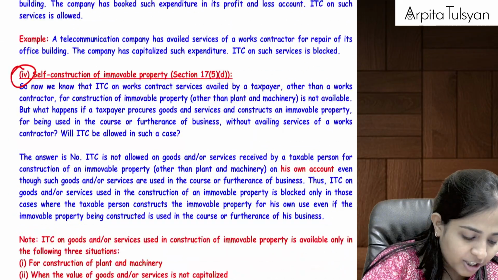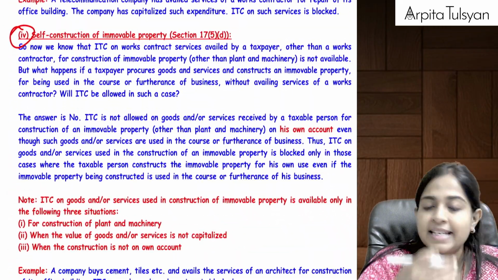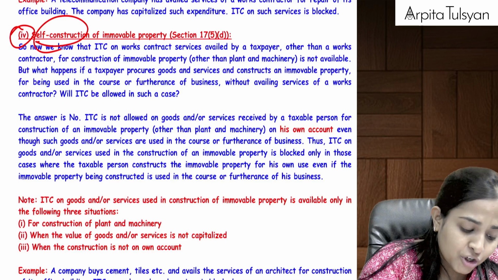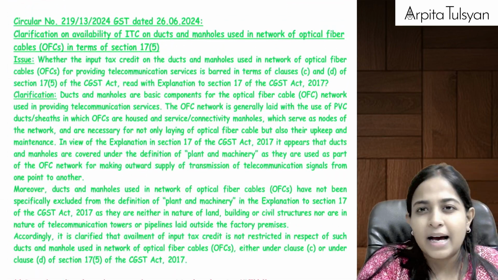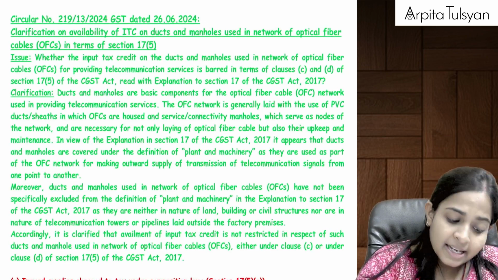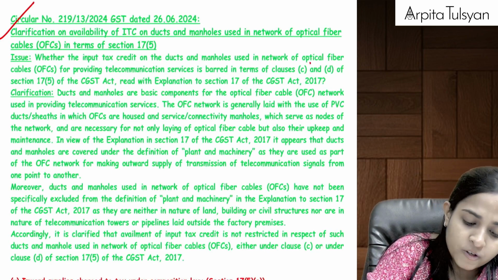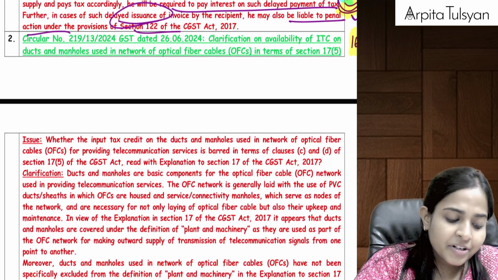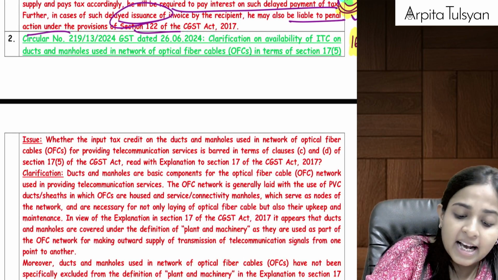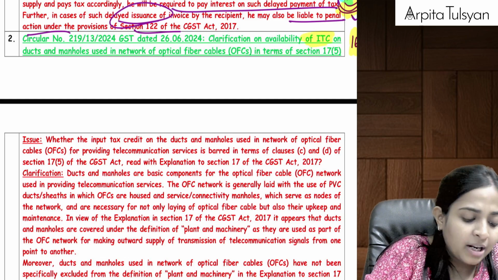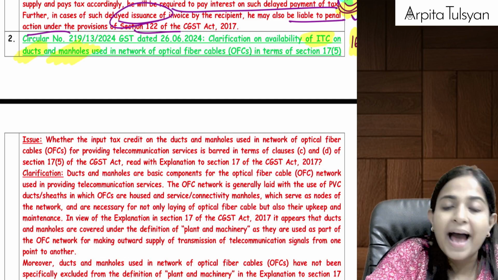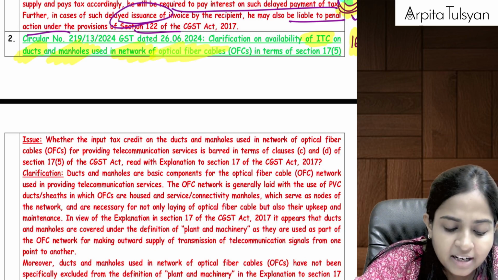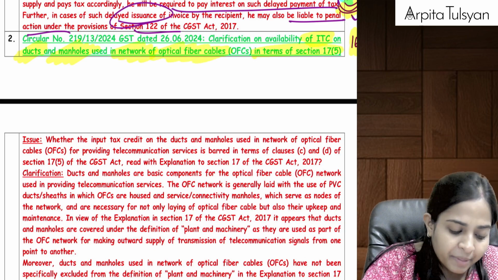So now we have got a clarification. And similarly, in the C clause, we were availing works contract services. In the D1, we are doing self-construction of that immovable property. Everything remained the same. The allowability and blocked thing, everything remained the same. Now, for these two clauses, clause C and clause D, there was a clarification that was added. Now, here they are telling a very simple clarification. They are asking, what about the ITC? What about the ITC on ducts and manholes, which is used in network of optical fiber cables in terms of section 17.5.